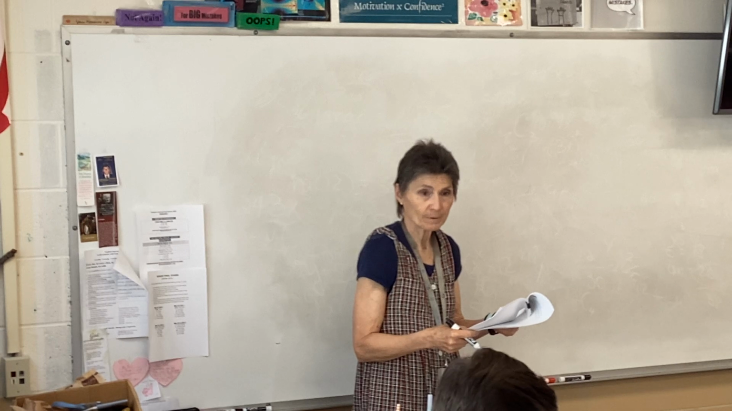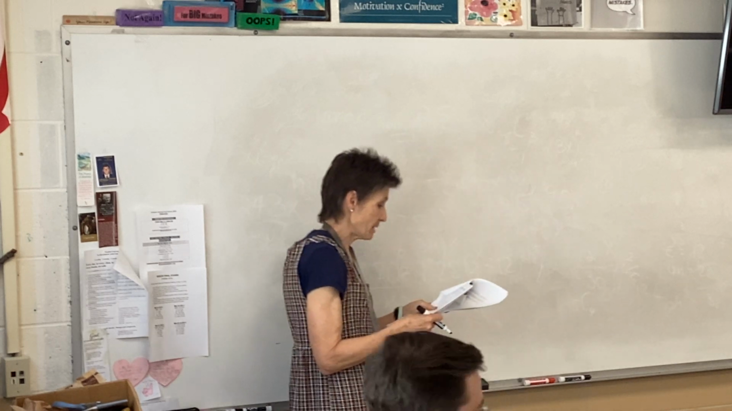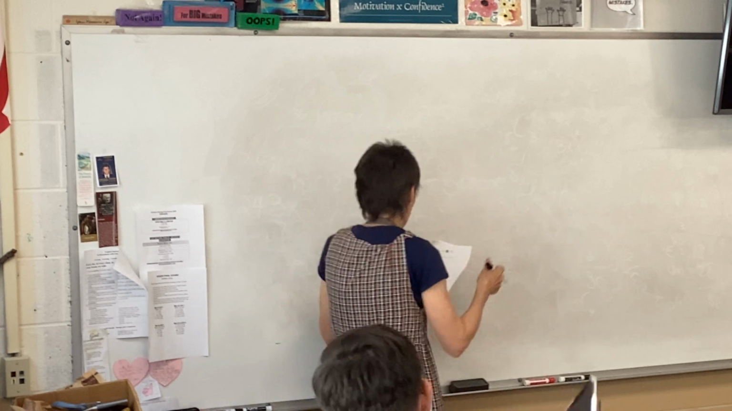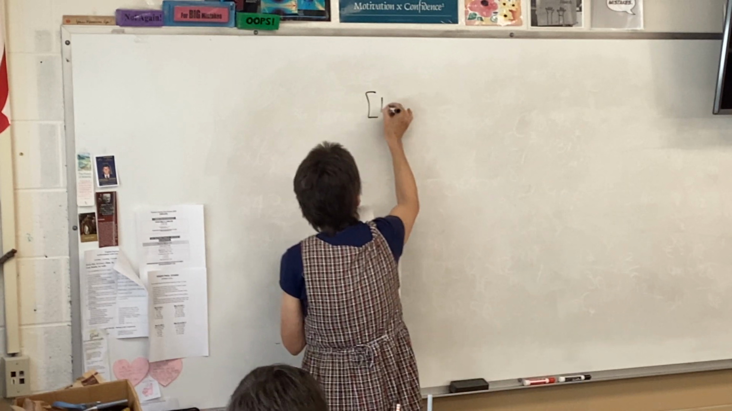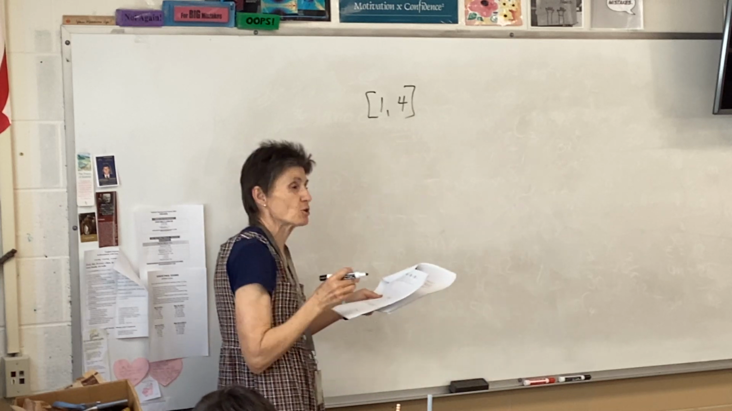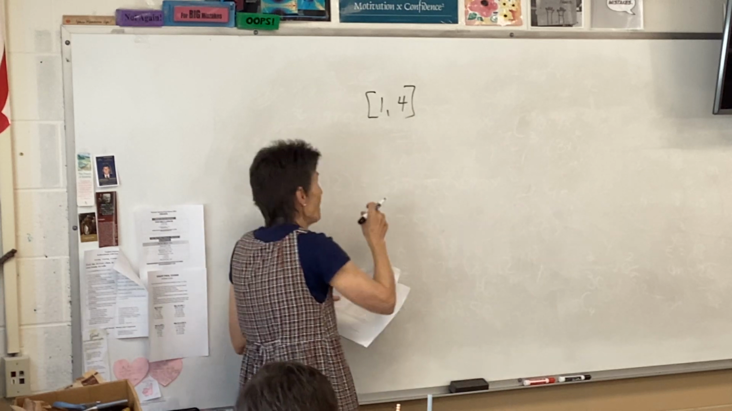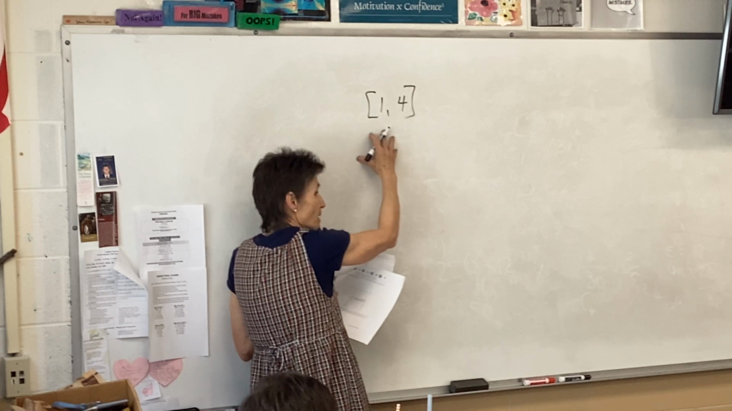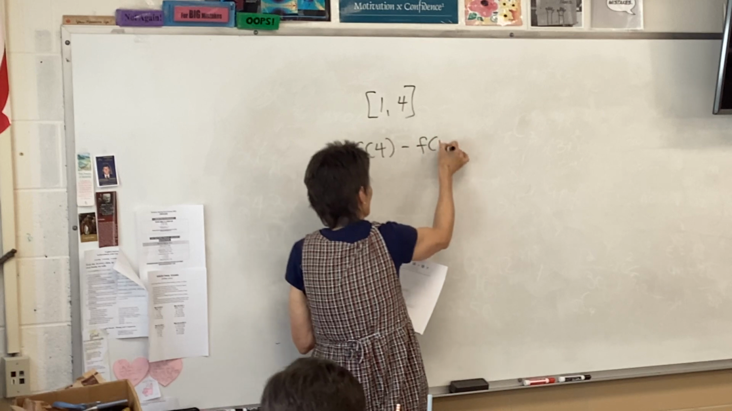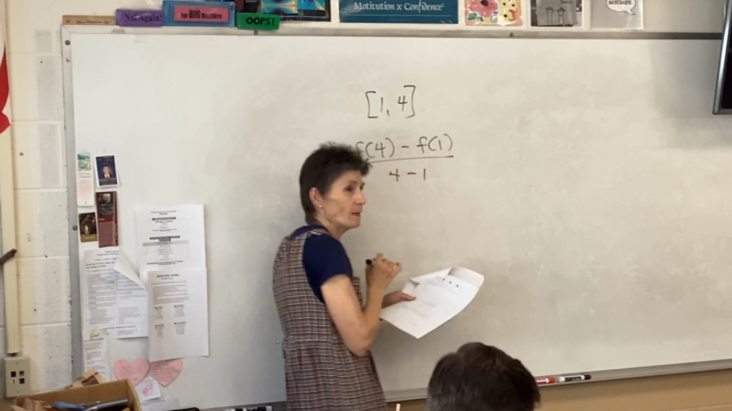Everyone on board? Here we go. The table gives values for a polynomial function. What is the average rate of change over the closed interval from 1 to 4? Now, this is a multiple choice question, so you're not showing a ton of work. But remember, average rate of change. Don't we find f of 4 minus f of 1 over 4 minus 1? Isn't that what we do?